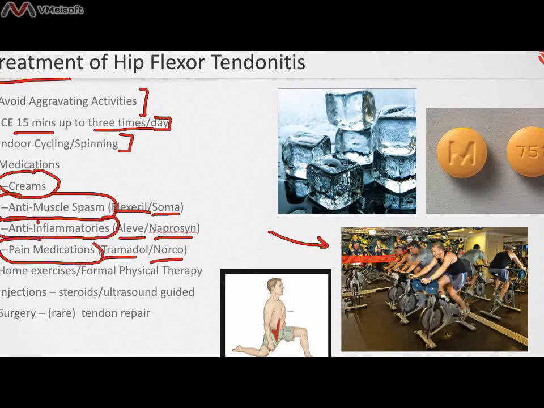And then there are some other treatments. So there's some home exercises and physical therapy that they can do. So as you can see, this provides a nice little stretch to those flexor muscles. Some injections can be done if the patient is still experiencing pain and has tried a number of different modalities. And then surgery can also be an option, and that can be helpful if there's a really large tendon tear and it's not getting better.